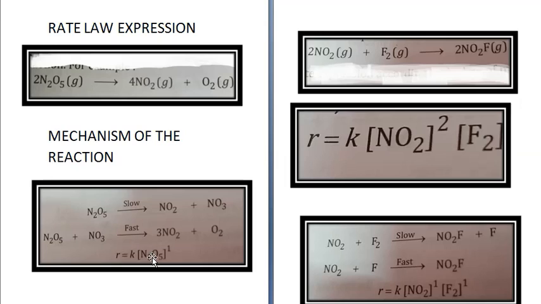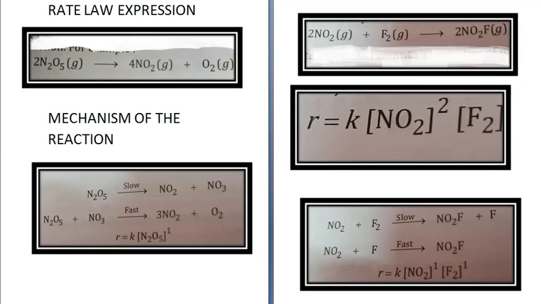Suppose for this reaction, 2NO2 plus F2 gives 2NO2F. Now the rate expression according to the law of mass action was R is equal to K [NO2]^2 [F2]^1, right? But if you look at the mechanism of the reaction, this reaction takes place in 2 steps. NO2 plus F2 gives you NO2F plus F. This is a slow reaction.